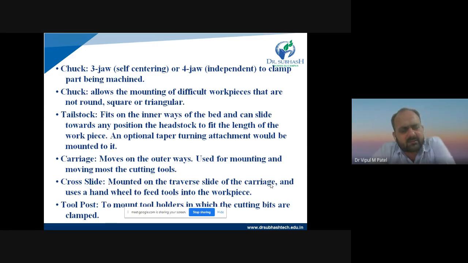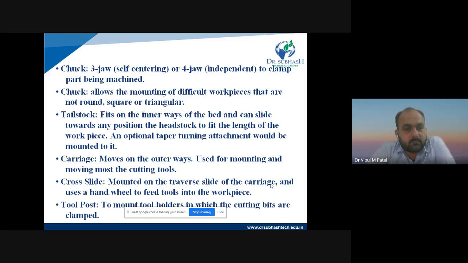3-jaw means it is a self-centering chuck. With the use of this bolt we can easily center the workpiece with this 3-jaw chuck. If we are using a 4-jaw chuck, then we have to set the workpiece with the use of each jaw, which is called independent also, because each jaw we can set with the use of this nut-bolt mechanism, right? So this is an important component of the lathe machine that we can say, the chuck.